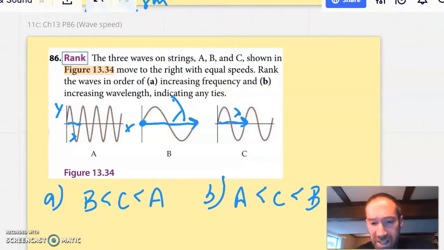We're not surprised to see this, by the way, because if they're all moving at the same speed, then the one that has the smallest wavelength is going to have the greatest frequency, medium, and smallest frequency and biggest wavelength.